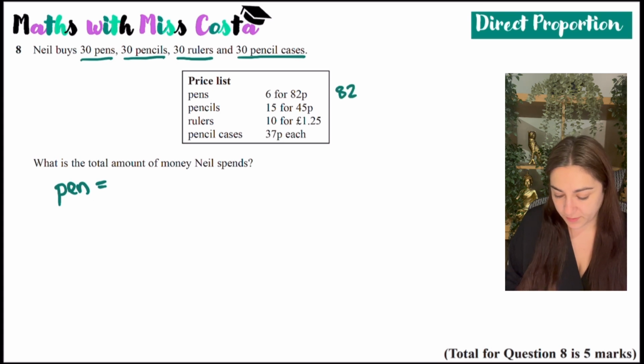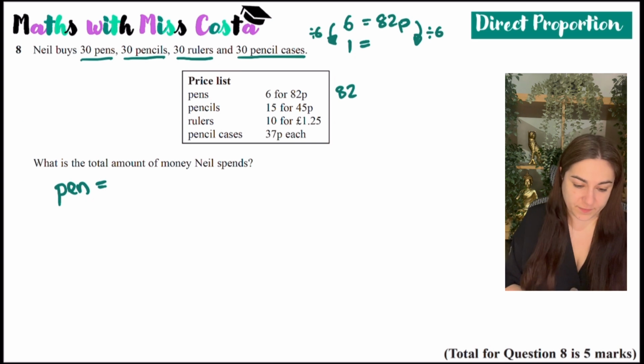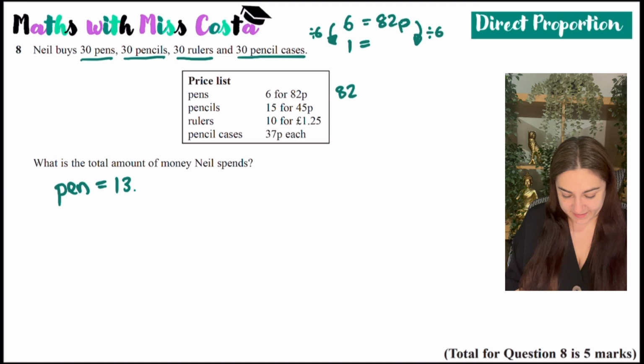So I know that 6 pens are 82 pence. And if I worked out the value of 1 pen, I'd have to do 82 divided by 6 using the unitary method. So 82 divided by 6 tells me that 1 pen, oh, that's not a nice number, is 13.6 recurring. So we're just going to go with it.